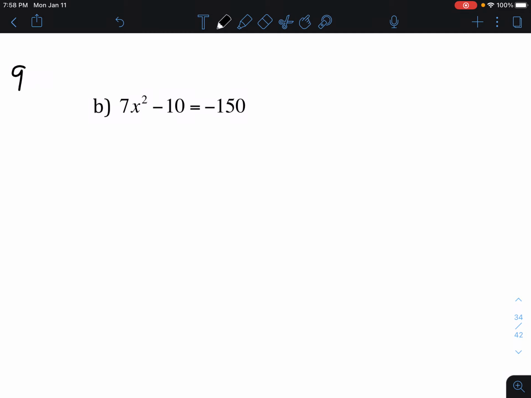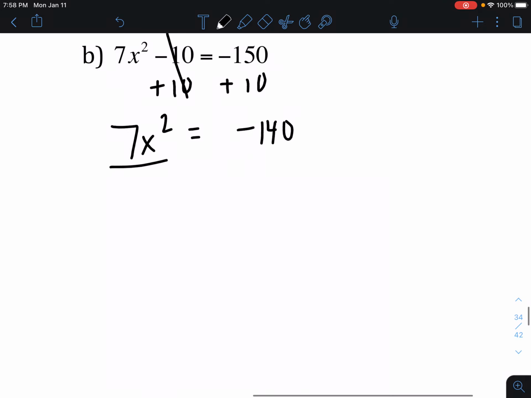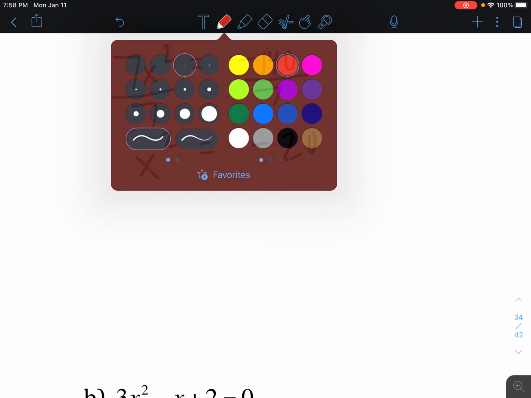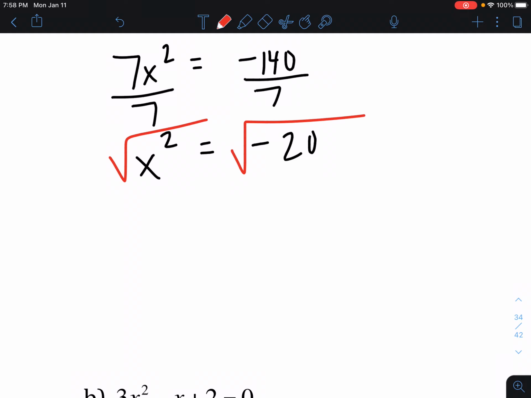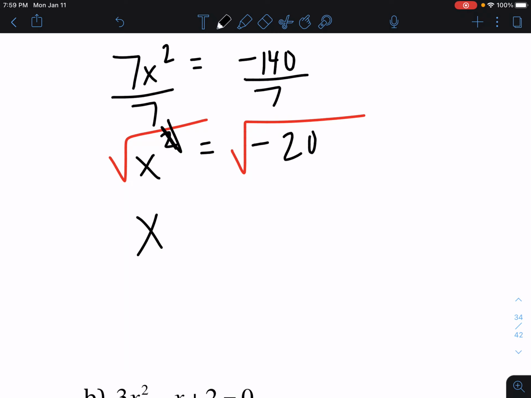Letter B. All right, got a couple steps here to get x squared by itself. First, we want to add 10 to both sides. Then we need to divide both sides by 7. So now we have x squared by itself. Let's get rid of the exponent by square rooting both sides. So we have x by itself equals, don't forget your plus minus.